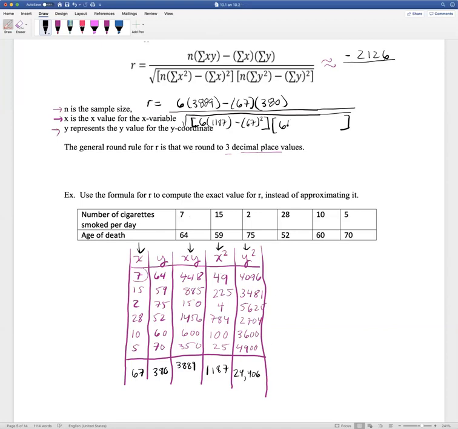So this is 6 times 24,406 minus some y quantity squared. So now we're going to go to this bit. The sum of our y values is 380, so we're going to do 380 quantity squared. Okay, so the denominators are a little bit more intense.